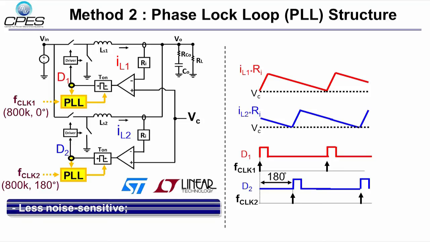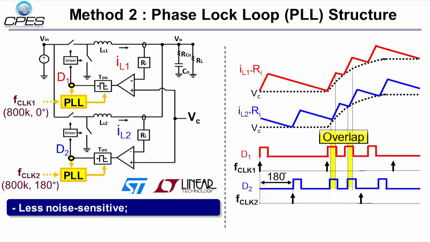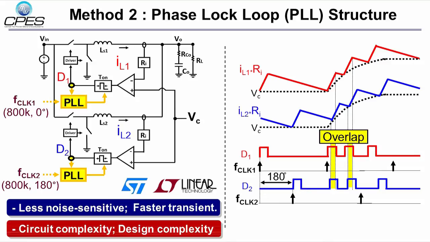So the first advantage is that it is less noise sensitive than the first method. Besides, when the transient occurs, D1 and D2 can overlap naturally, so the transient response is faster. However, you can see in the left-hand circuit there are multiple phase lock loops and multiple high-speed comparators. They will increase the circuit complexity. Also, the PLL loop compensation is not easy to design, and we'll discuss that in the next slide.